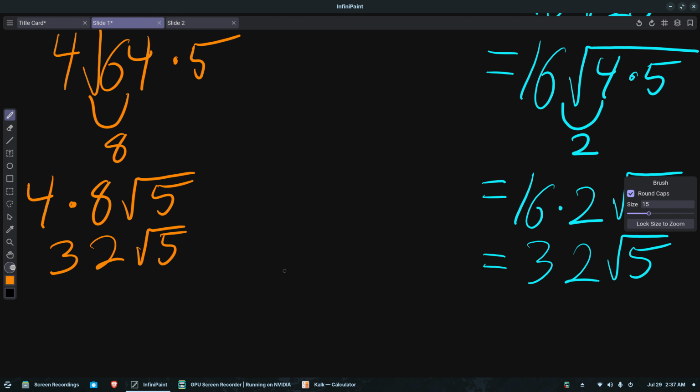So try to take out the largest possible perfect square that you can, but if you mess it up, it's usually not a big deal.